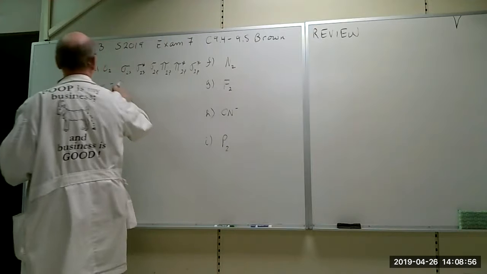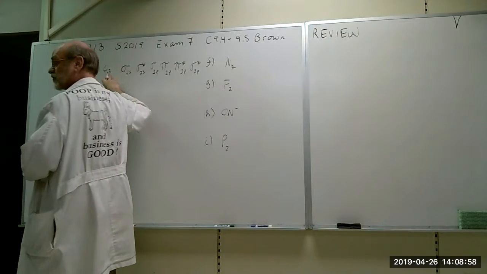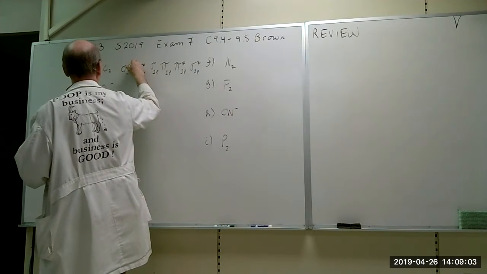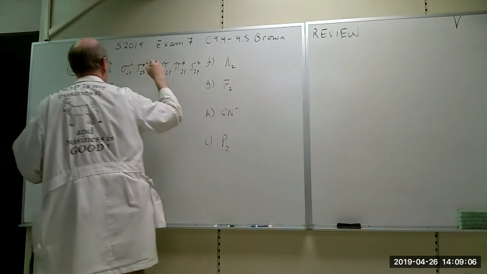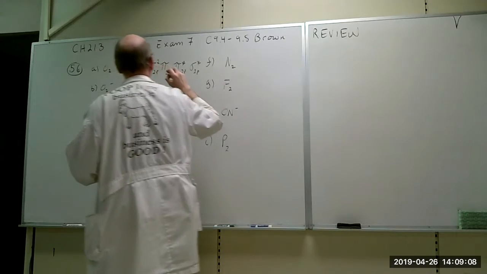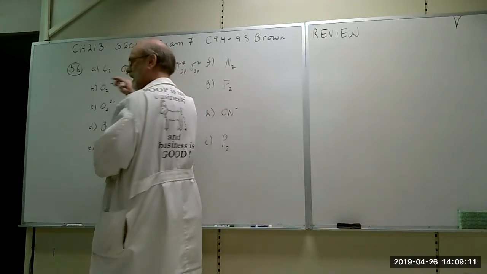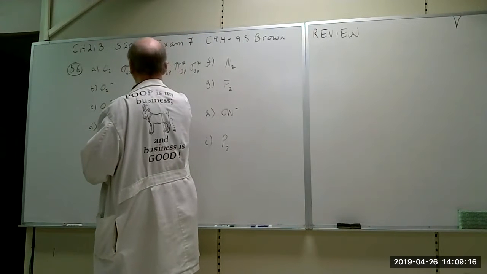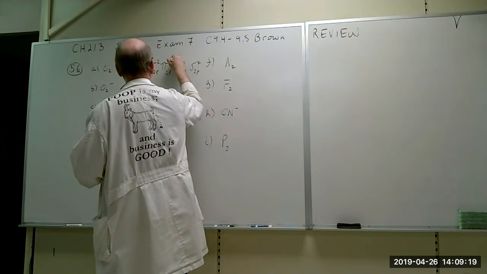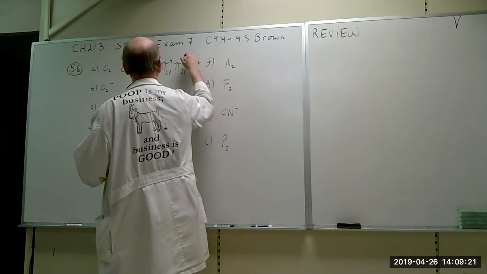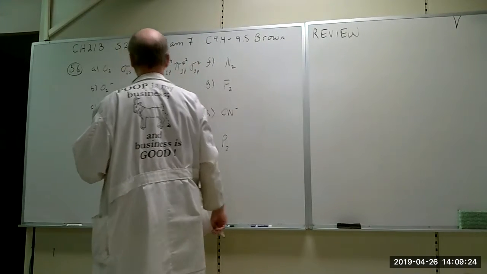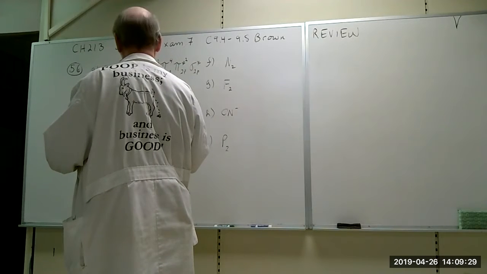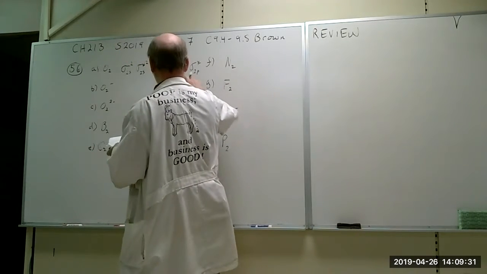Now, how many electrons do we have? 2 times 6 is 12, right? Okay. Every sigma can have 2. So there's 2, 4, 6, and then every pi can have 2 pi's. So these can have 4 each. 2, 4, 6, 8, 10, 12. Right? And we don't need this one.